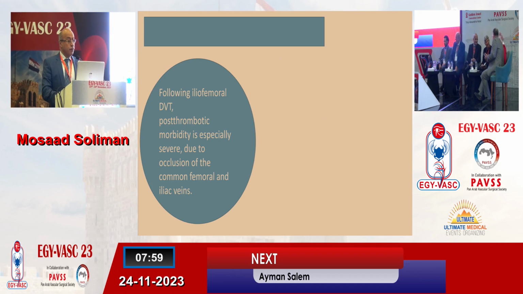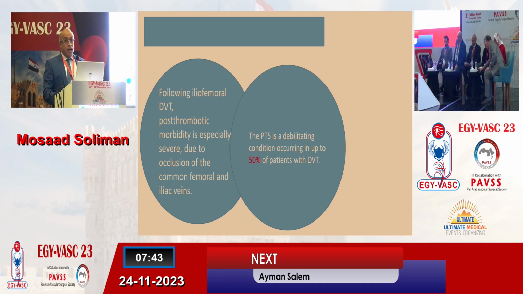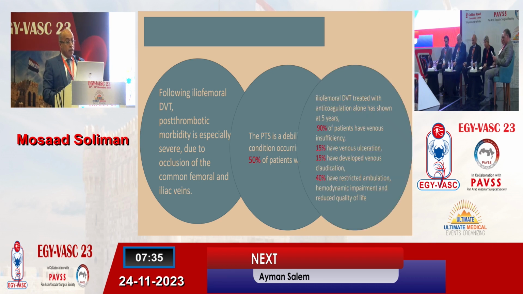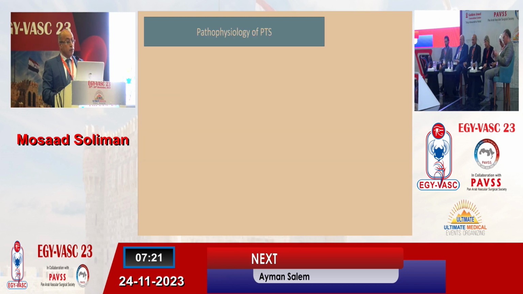As we look at the severity of iliofemoral DVT, we find a very high risk, especially when the occlusion involves both the iliac and the common femoral system. This debilitating PTS could happen in around 50% of individuals, leaving some of them, around 90%, with venous insufficiency, 15% with ulceration, 15% with venous claudication, and 40% with impaired quality of life.